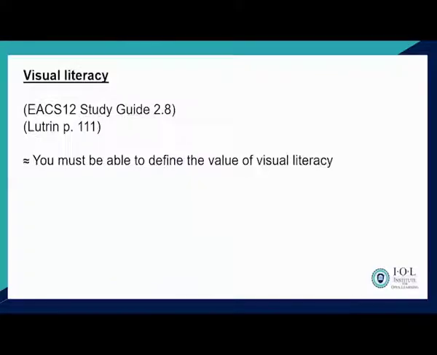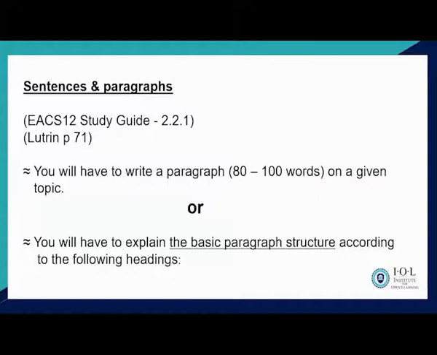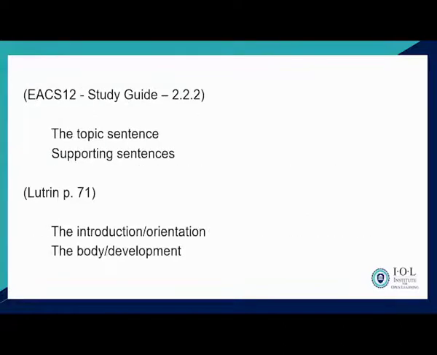Visual literacy. EACS Study Guide 2.8, Lutheran, page 111. You must be able to define the value of visual literacy. Sentences and paragraphs. EACS Study Guide 2.2.1, Lutheran, page 71. You will have to write a paragraph of 80 to 100 words on a given topic. Or you will have to explain the basic paragraph structure according to the following headings.